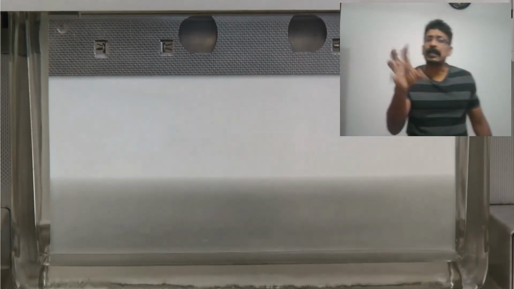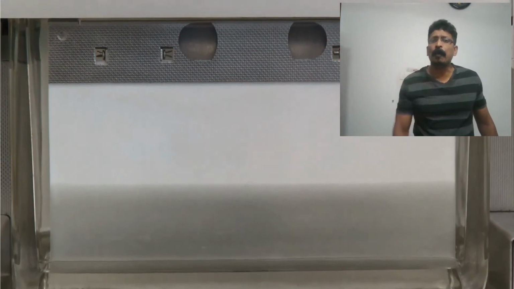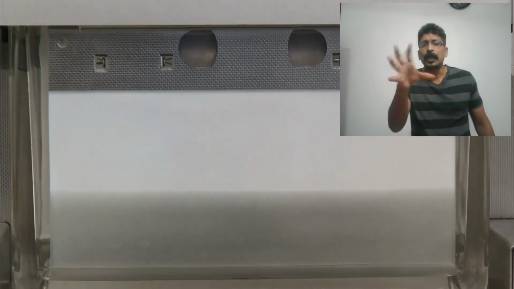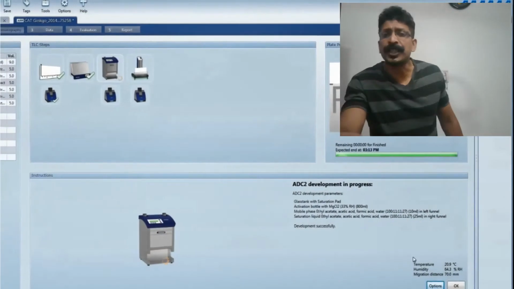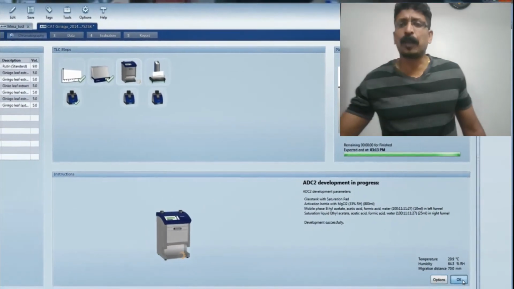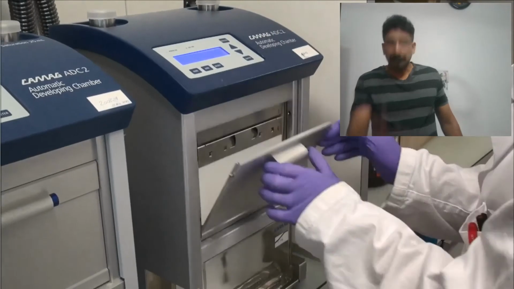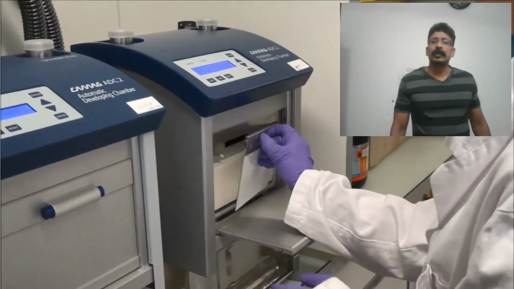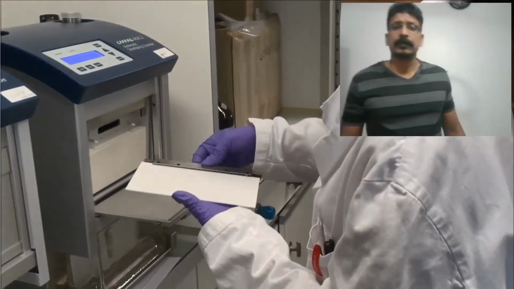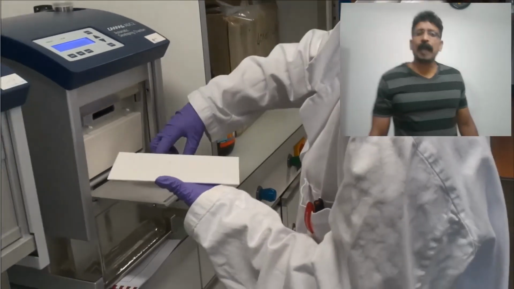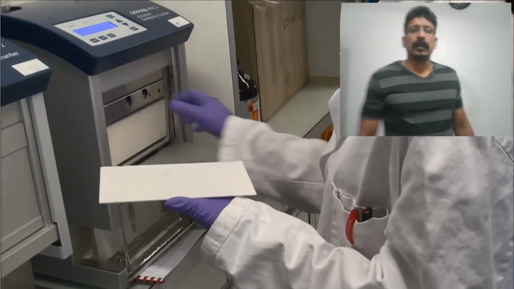It is high performance liquid thin layer chromatography. It gives you an indication, and after it is finished, it shows finished. The development process is over. Then you have to take OK and remove the plate. Remove the plate from the holder.